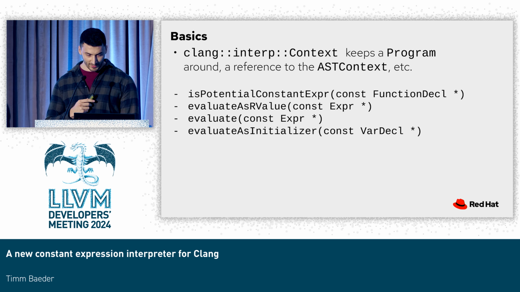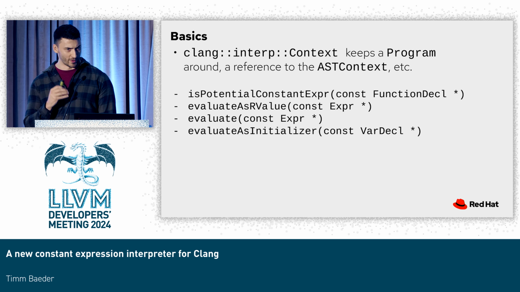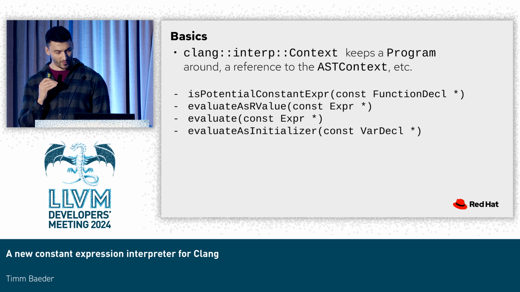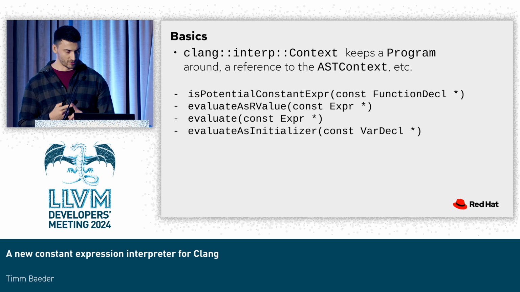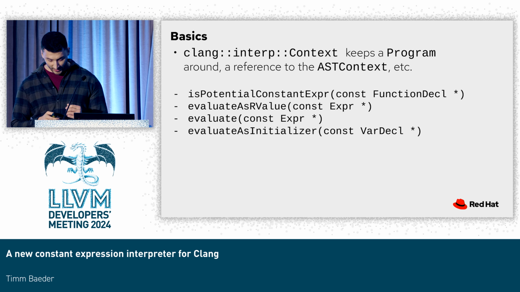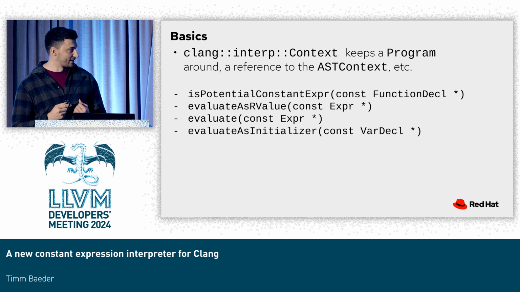In Clang's Expr class, there's a bunch of API for evaluating an expression. They have EvaluateAsKnownConstant, EvaluateForOverflow, EvaluateAsBooleanCondition, and so on. But in the end, they all call one of these four. The first one is isPotentialConstantExpression. I'm not exactly a big fan of the name, but it takes a FunctionDecl, and this is essentially what compiles the function to bytecode.